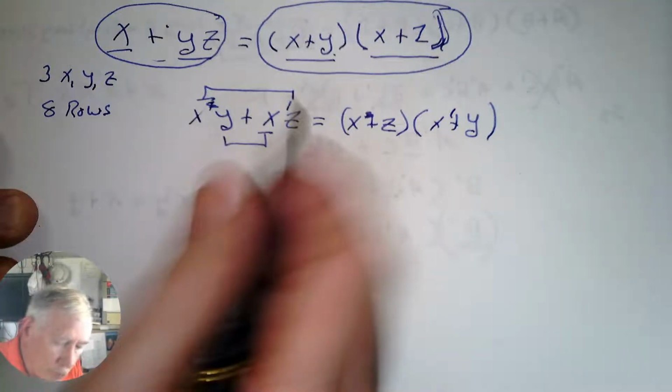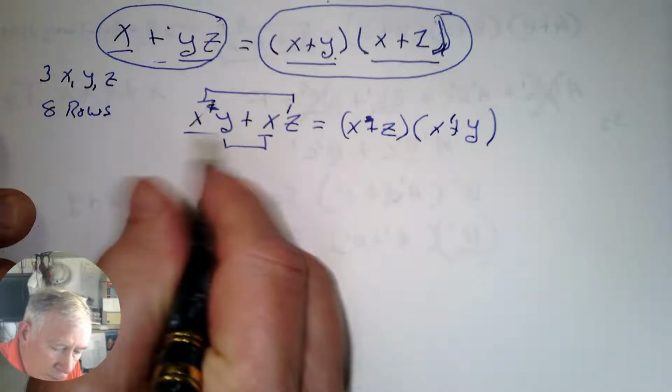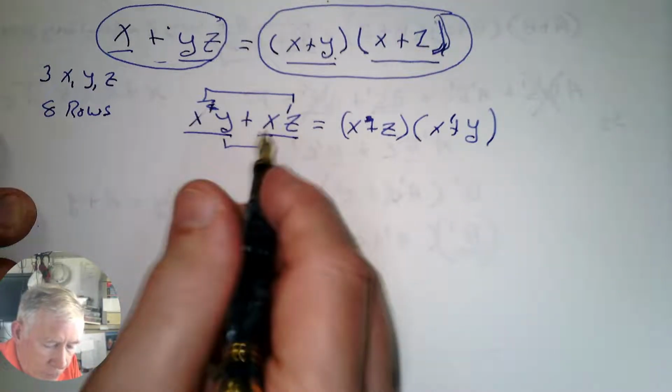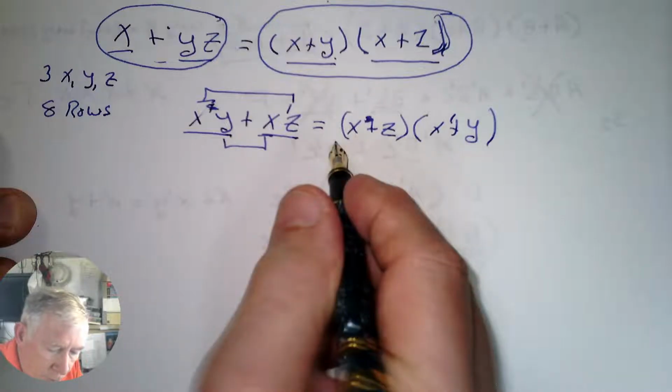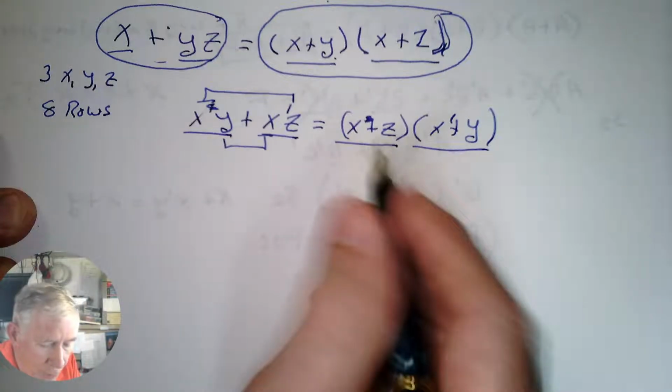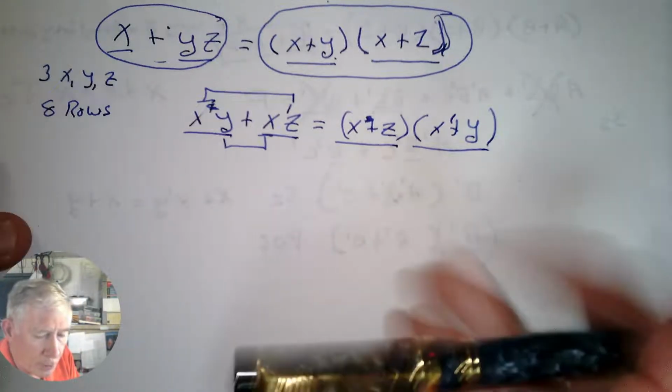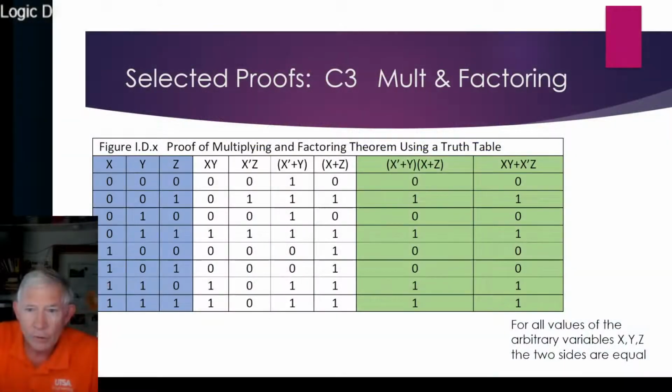Okay, so what we're going to do, we're going to generate this, and then OR them together for the left-hand side. We're going to generate this, and AND them together for our right-hand side. And let's see what we get. All right. So we get here, this is x and y. So 0 and 0 is 0, 0 and 0 is 0, 0 and 1 is 0, 0 and 1 is 0, 0 and, let's see, did I screw up here?